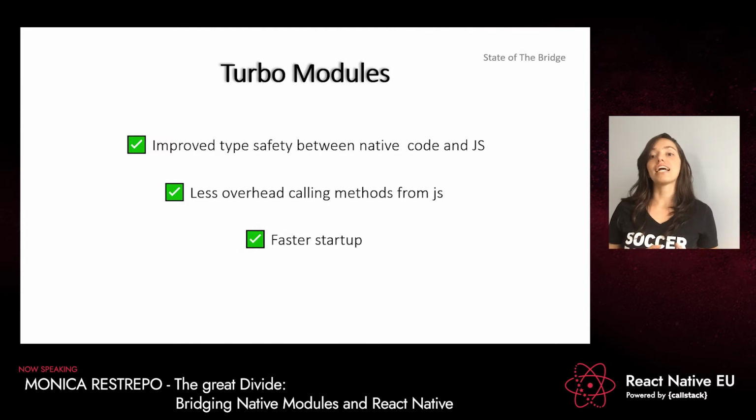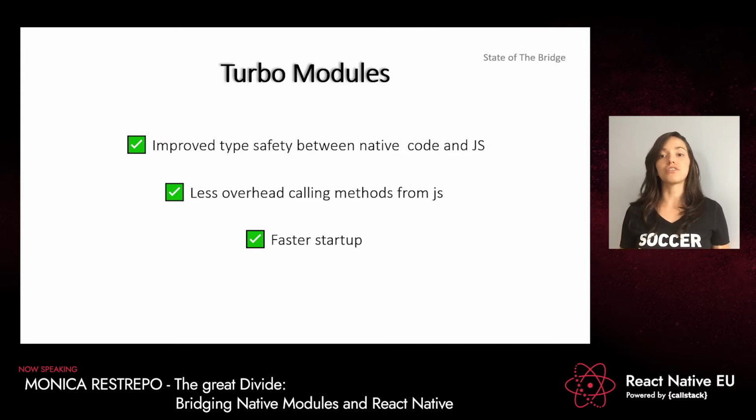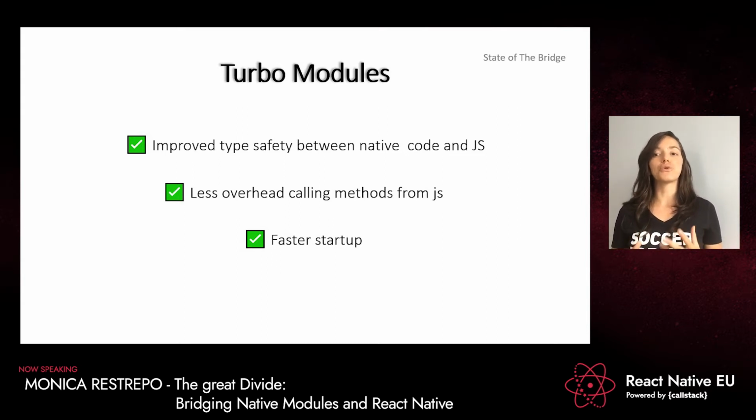The 2020 version of React Native will include what is known as turbo modules, which is considered the new generation of implementing the interaction with the native side. Turbo modules, in conjunction with Fabric, allow for the UI manager to create something called the shadow tree directly in C++, which reduces the overhead of calling JavaScript methods from the native side and significantly improves the responsiveness of the user interface. Turbo modules will include improved type safety between native code and JavaScript, allow for less overhead calling methods from JavaScript, and are also faster to start up.